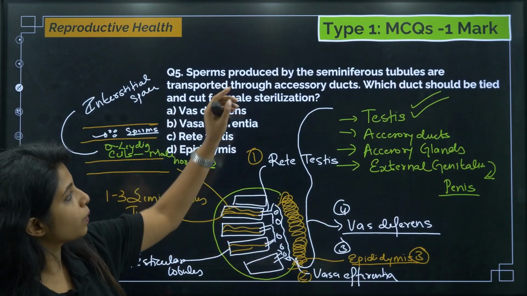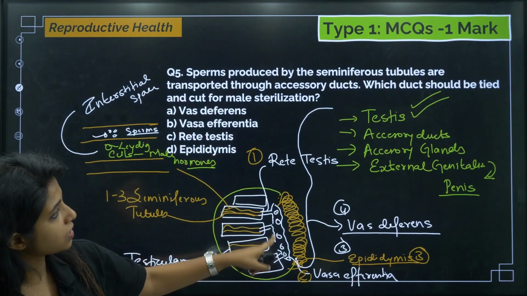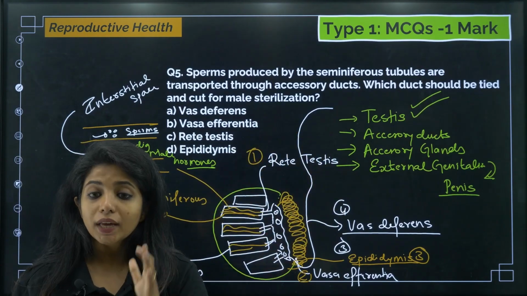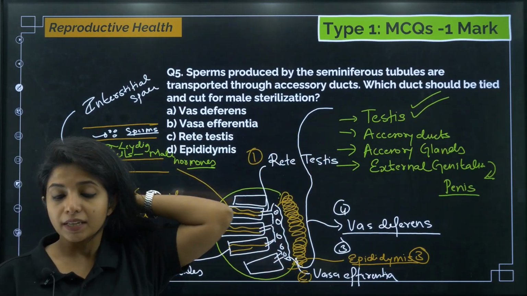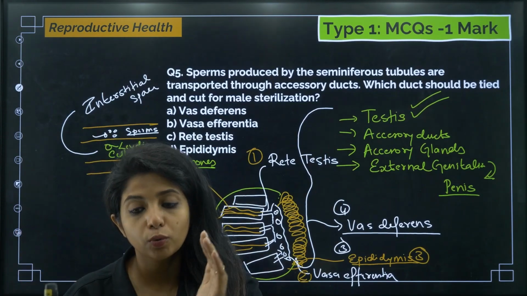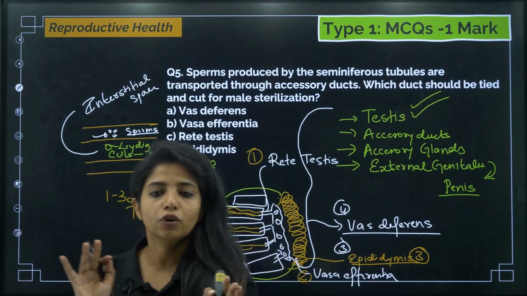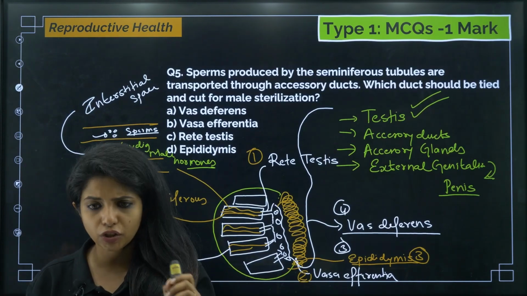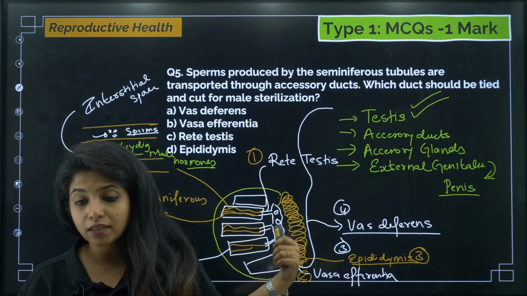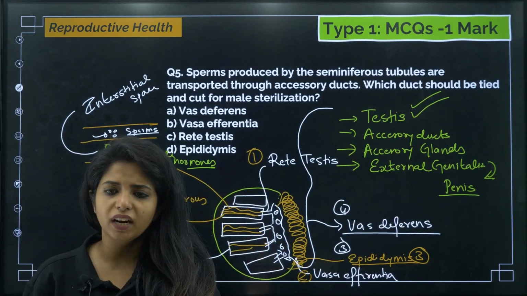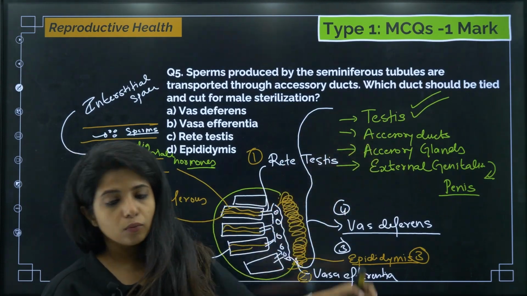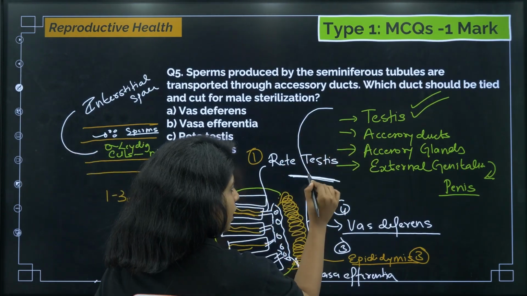Now sperms produced by the seminiferous tubules are transported through the accessory ducts. Which duct should be tied and cut for male sterilization? So in the case of sterilization, as in you do not want the male to give out the sperm during ejaculation, such that pregnancy would not occur. So this process is known as sterilization procedure, where you have to cut a part of the accessory duct so that the sperm would not be going. So which part will you cut? Obviously cutting this won't help me. So this is the one that carries everything. I can easily cut this off and tie it off.